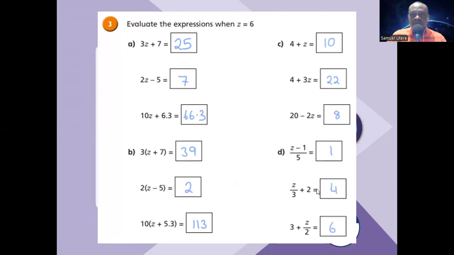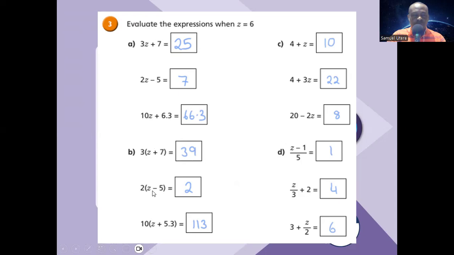Let's just go to these ones, which may look a little bit challenging. This will be 20 minus 2 times whatever z is, in this instance 6. So 20 minus 2 times 6. This will be 3 times 6 plus 7. So you need to do 6 plus 7 first before you multiply whatever you get by 3.